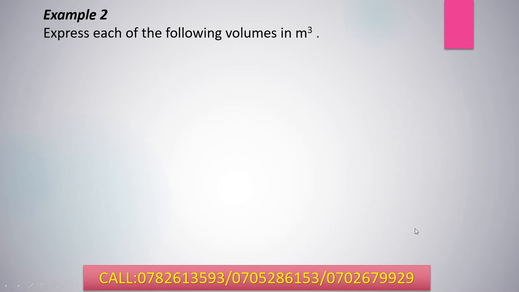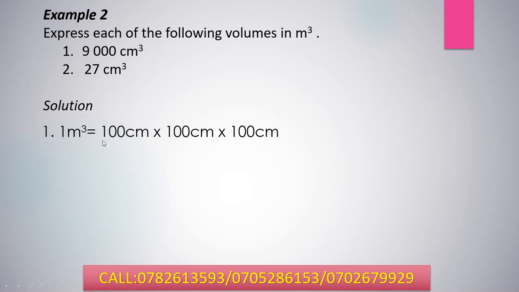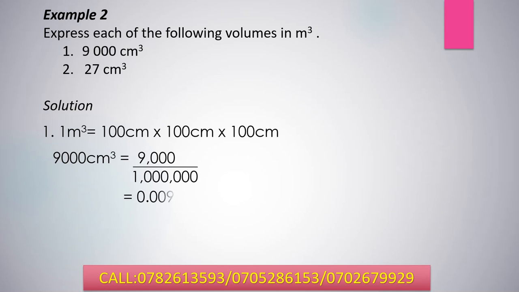Okay, another example. How do we go now to meters cubed? Those two numbers, 9,000. Again, we saw 1 meter cubed is equal to 1 million. So now here it will mean that we shall divide the 9,000 by 1 million. Okay, and we shall get 0.09 meters cubed.